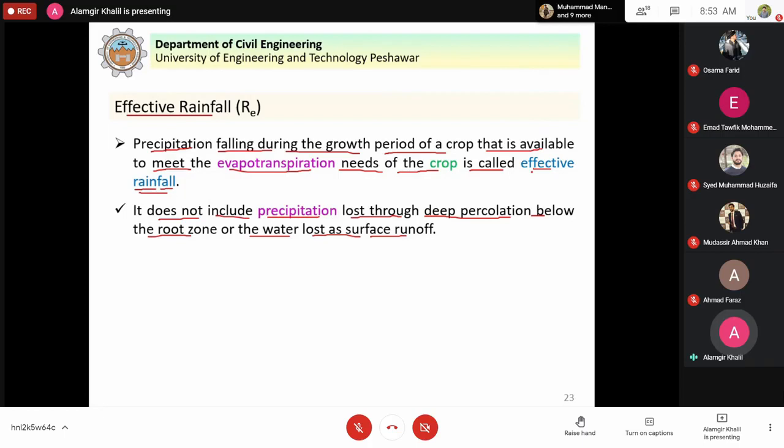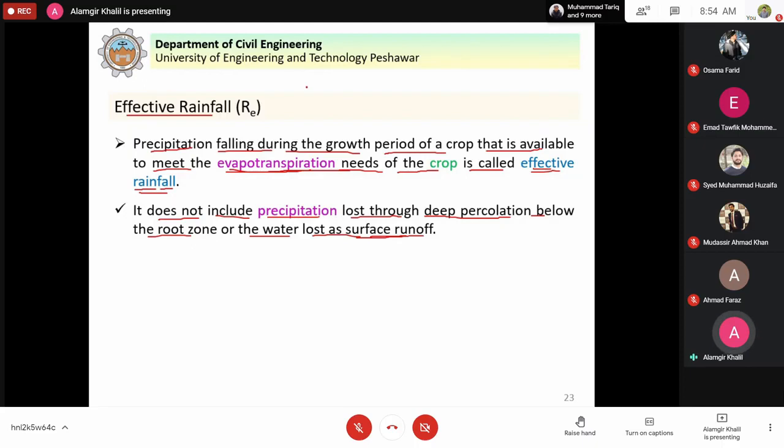This effective rainfall does not include precipitation loss through deep percolation, that is, the water that infiltrates into the soil and then travels downward, which is known as percolation. Through deep percolation, this water joins the groundwater zone of saturation. Below the root zone, the plants will not be able to extract this water, so it will not be part of the evapotranspiration needs. And the water lost as surface runoff.